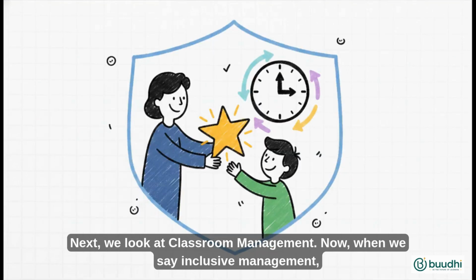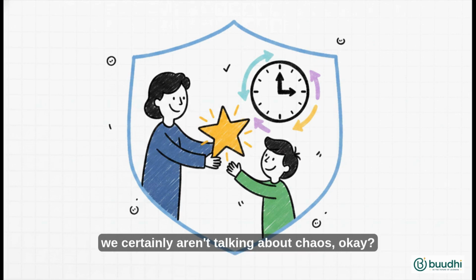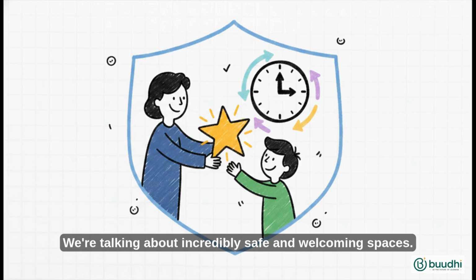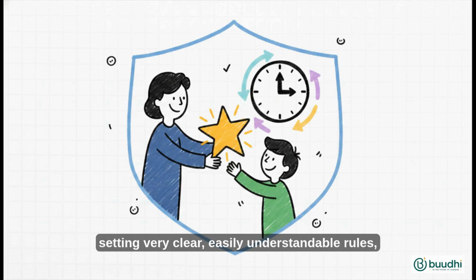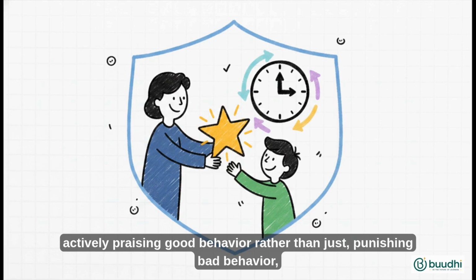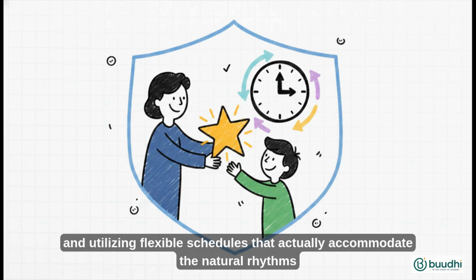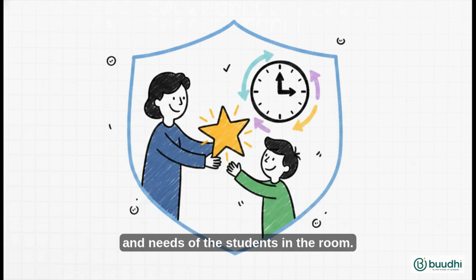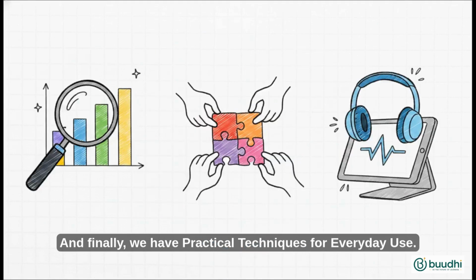Next, we look at classroom management. Now, when we say inclusive management, we certainly aren't talking about chaos, okay? We're talking about incredibly safe and welcoming spaces. This relies on fundamental, really straightforward tools: setting very clear, easily understandable rules, actively praising good behavior rather than just punishing bad behavior, and utilizing flexible schedules that actually accommodate the natural rhythms and needs of the students in the room.